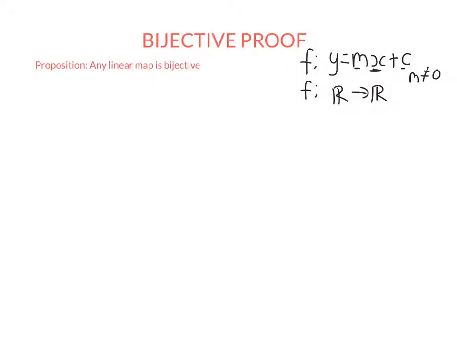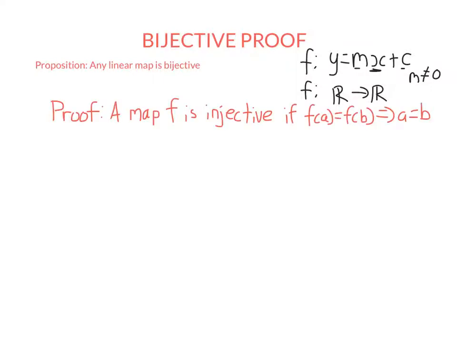Then, we're going to show that this is bijective. Remember the definition of bijective was that it is both injective and surjective. So I'm going to prove that this map is injective, then prove it is surjective. Let's get started. A map F is injective if F(a) equals F(b) implies a equals b. This is the formal definition of injective.